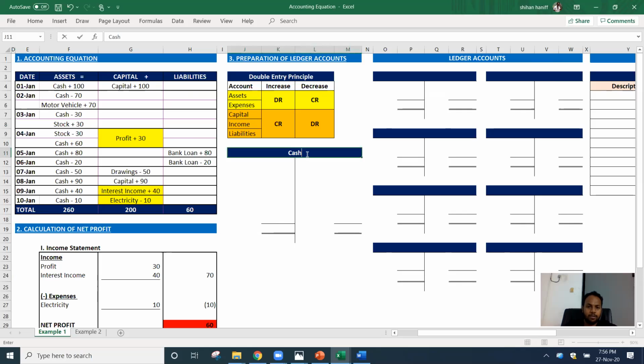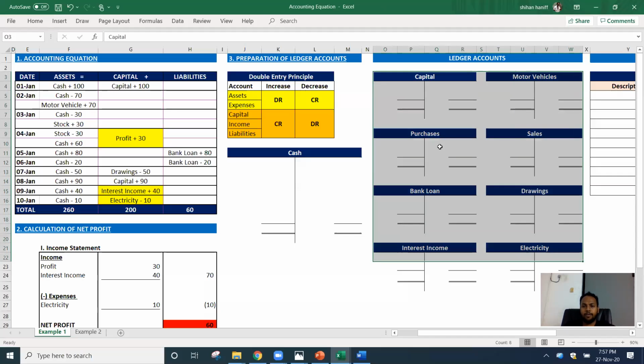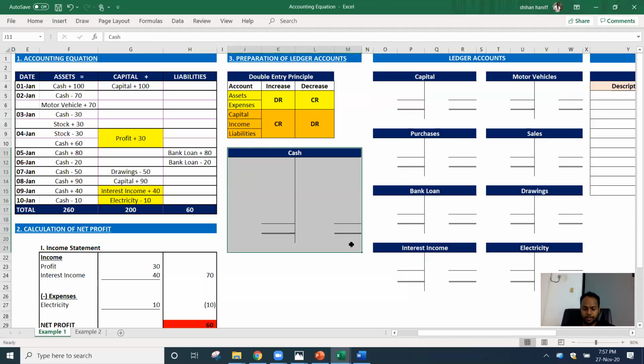We need a cash account, a capital account, motor vehicle, purchases, sales, bank loan, drawings, interest income, and electricity. I'm just drawing the ledger accounts now. So we will need 9 ledger accounts to record this transaction. So let's record the transactions in the ledger accounts. So I will do one for you all.